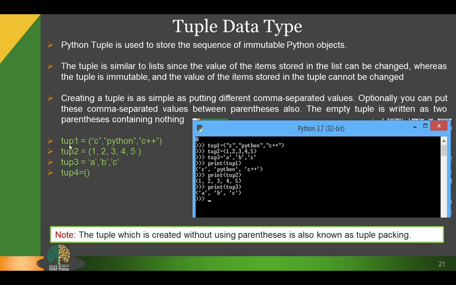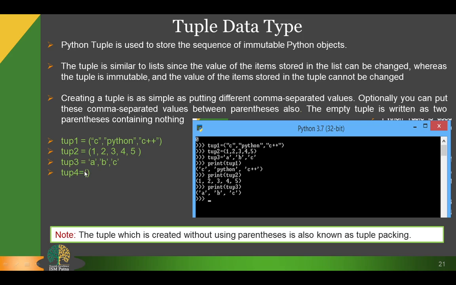You can see there is an example of tuples: tuple1, tuple2, tuple3, tuple4. I have used tuple1 for string data type inside parentheses, tuple2 is integer data type, tuple3 has no parentheses. So if we want to define a tuple without parentheses, it is also supported. And a tuple which has no value inside parentheses is known as tuple packing. Here tuple4 is an empty tuple.